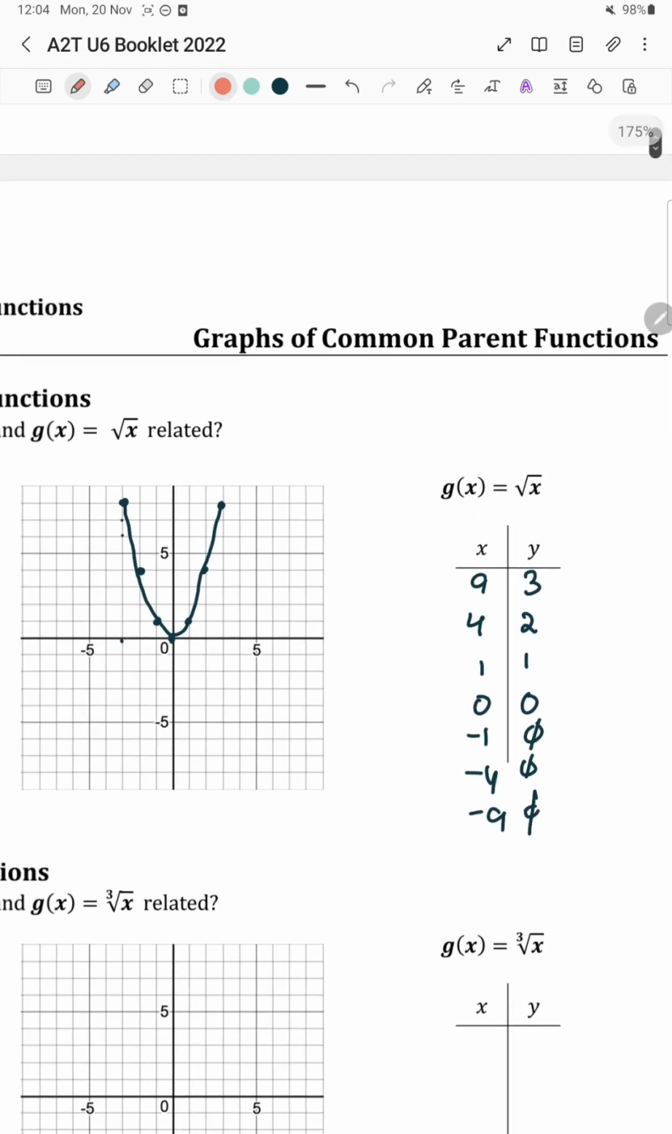So the graph we're going to get is, for 9 it would be 3. For 4 it would be 2. For 1 it would be 1. For 0 it would be 0. For minus 1 it would be nothing, because the square root of minus 1 does not exist. The graph is going like this.